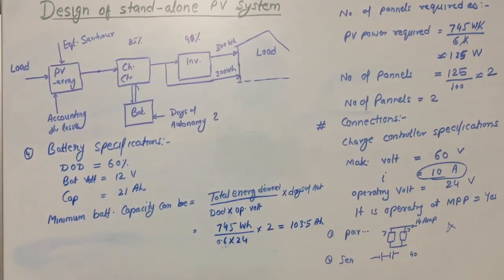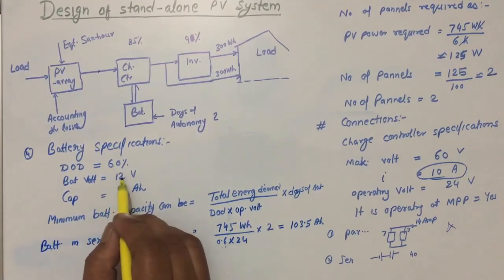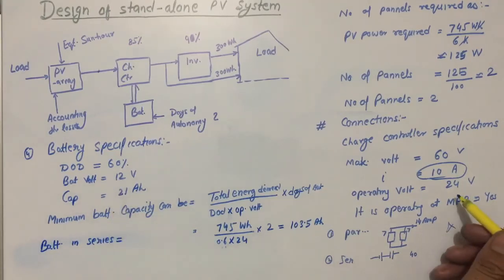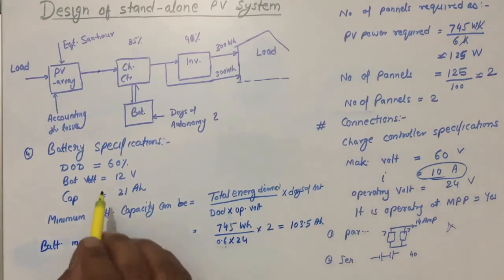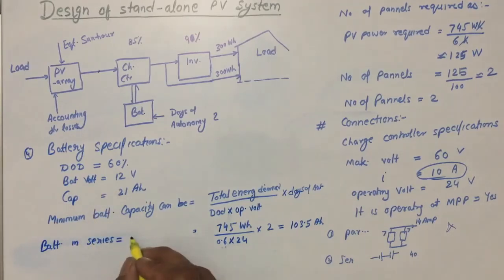Now after finding the minimum battery capacity, that is 103.5 ampere hour, it is important to know the total number of batteries and their connection, either in series or parallel. So for that purpose, let us try to find the batteries in series. One battery has 12 volt, however the operating voltage is 24 volt. So to get 24 volt, two batteries are connected in series. So 24 divided by 12, that is 2 batteries are required to connect in series.